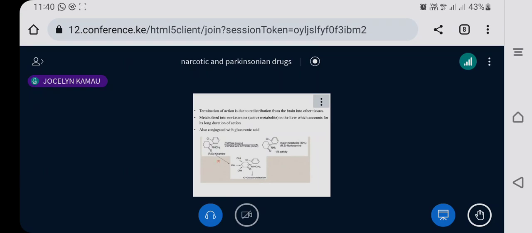Any questions? So then now, having finished that, the next is another very small topic where we will be doing central muscle relaxants. Central muscle relaxants, again, a very short topic, and we will end with the hallucinogens. So this topic we finished very early.